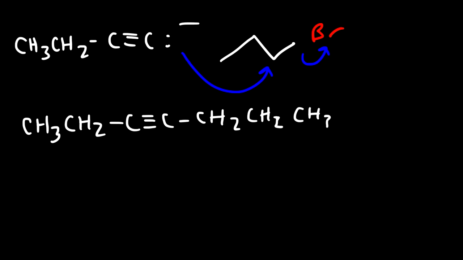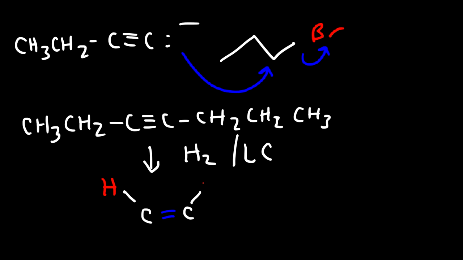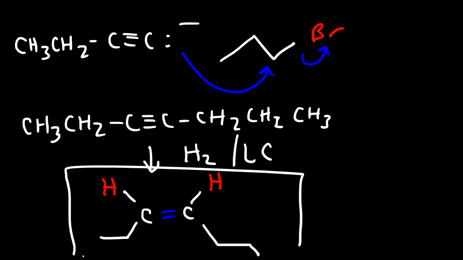Now the last step is to react this with hydrogen gas and the Lindlar's catalyst. So we're going to get an alkene, but the alkene is going to be cis instead of trans. So the 2 hydrogen atoms that will be added across the triple bond will be cis with respect to each other. So the propyl group will be here, and here is the ethyl group. And so this is going to be the final product of this reaction.